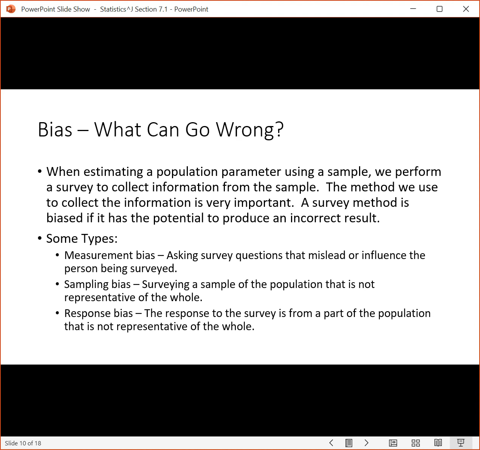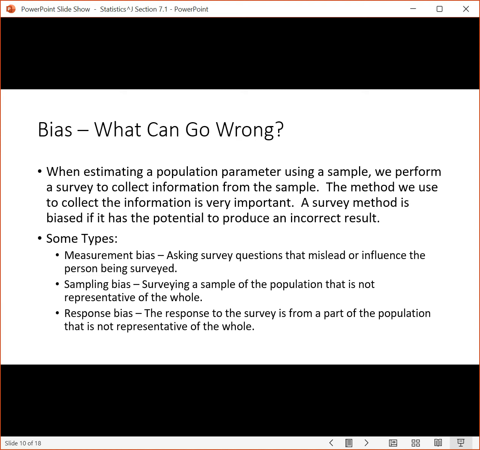Sampling bias is surveying a sample of the population that is not representative of the whole. If you're going to look at a sample, that sample needs to be representative of the entire population for you to get an outcome that is actually relevant for the population. So if you survey a subset of the population that's not representative, then you're not going to get good results. That's called sampling bias.